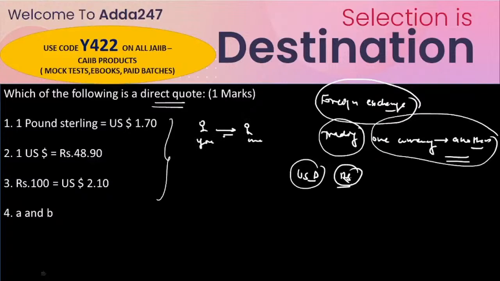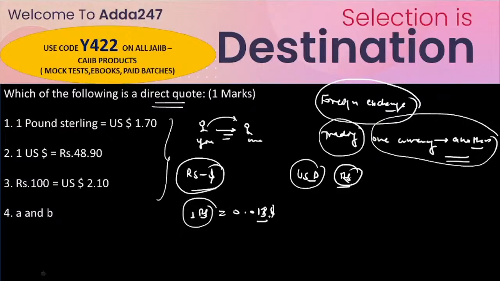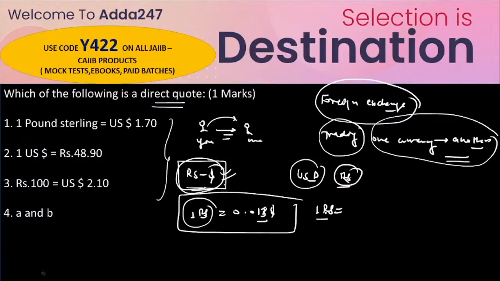You came to me and you ask me what is the current price of the rupees and dollar. So I said this time 1 rupee is equal to 0.013 dollar. You ask me what is the current price running in the market of the rupees and dollar, and I say that this time 1 rupee is running equal to 0.013 dollar.